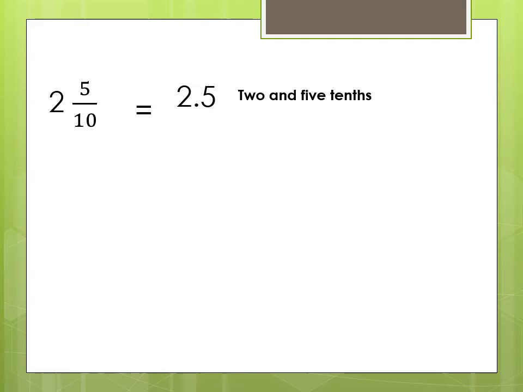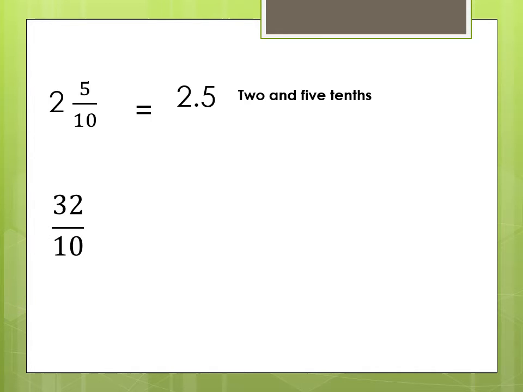New example. We have 2 and 5 over 10. This is a mixed number. Okay, how can I write it in decimal? I can write it very easily because we have the denominator 10. I will write 2 as a whole number, so it will be written before the decimal point. So I will write 2.5. How can I write it in letters? I can say 2 and 5 tenths. And I can say 2.5. It's very easy.